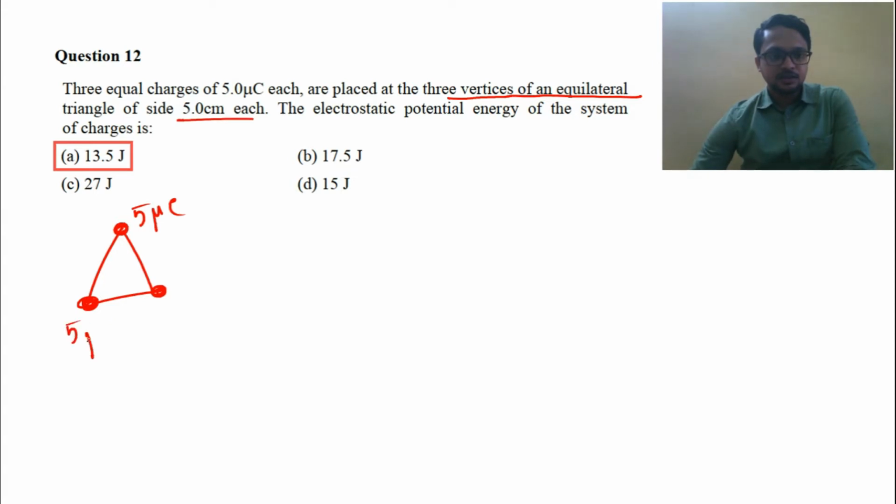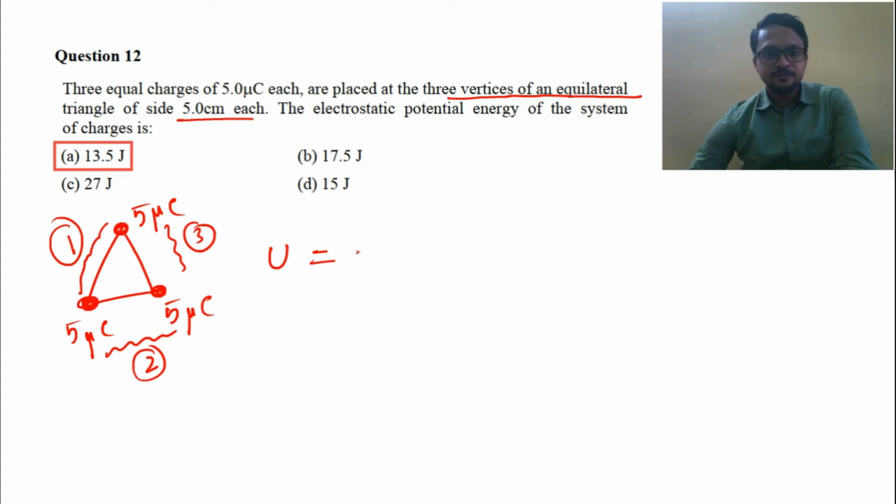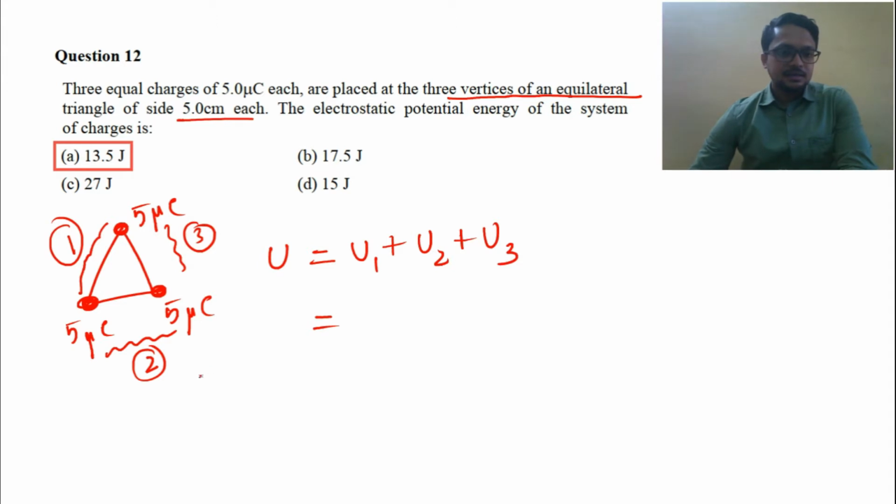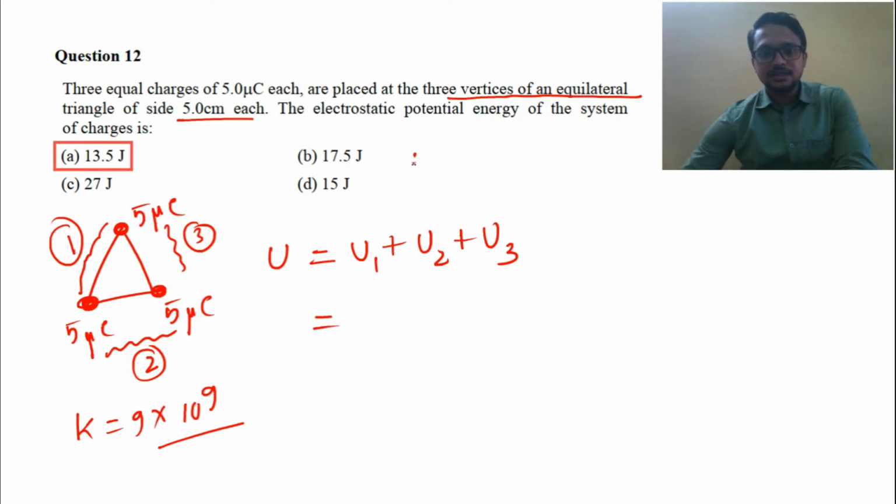In case of potential energy of a number of charges, we have to find the combination of two charges and add each potential energy. So total potential energy will be three combinations: first combination, second combination and third combination. So U equal to U1 plus U2 plus U3. The important thing is K is a constant, 9 into 10 to the power 9. The formula of potential energy is U equal to K Q1 Q2 by R.